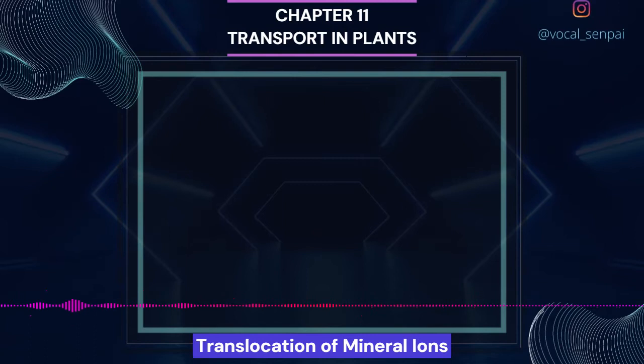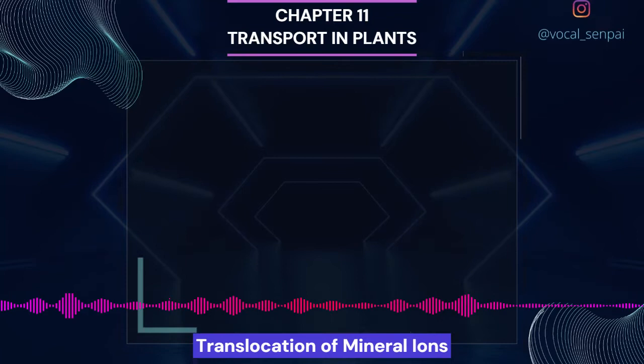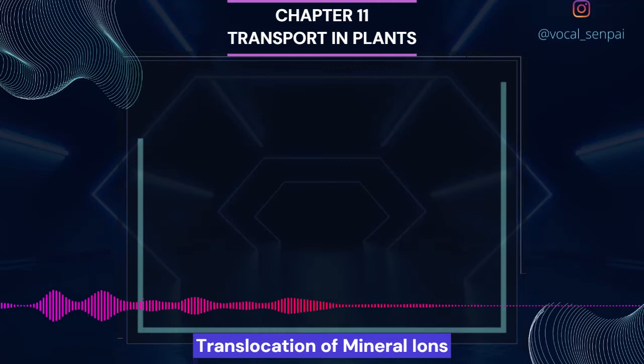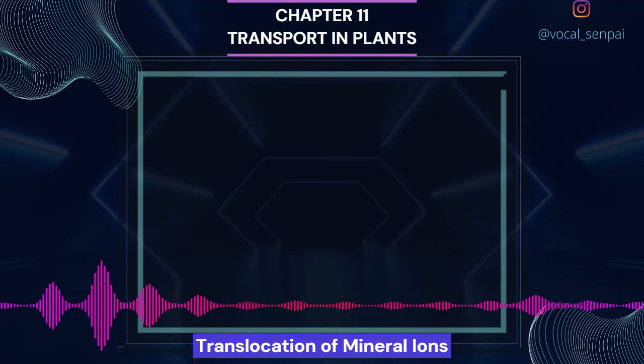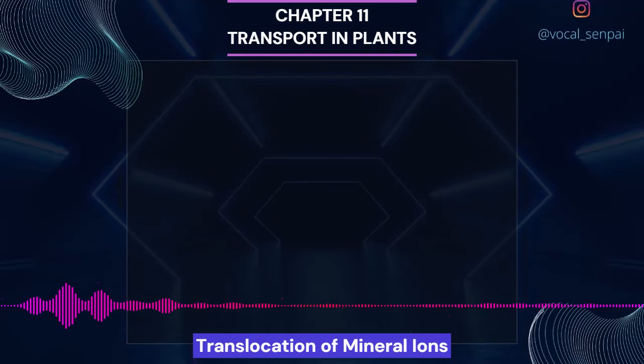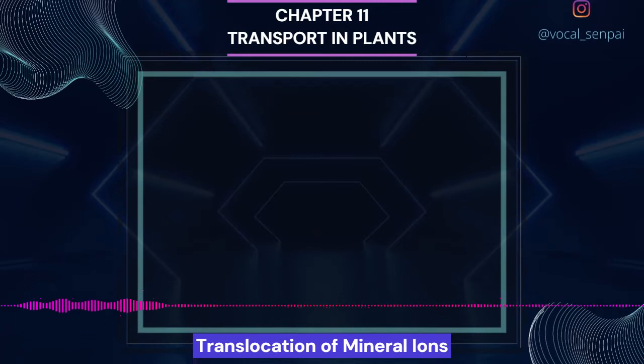Translocation of mineral ions. After the ions have reached xylem through active or passive uptake, or a combination of the two, their further transport up the stem to all parts of the plant is through the transpiration stream. The chief sinks for the mineral elements are the growing regions of the plant, such as the apical and lateral meristems, young leaves, developing flowers, fruits and seeds, and the storage organs.